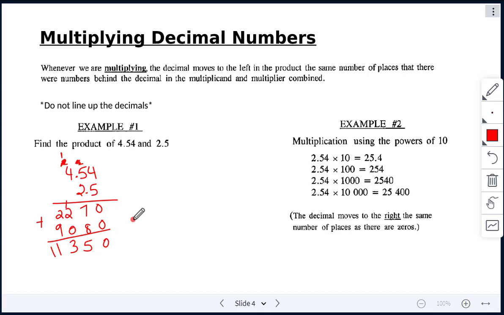Now we have to figure out where we're putting our decimal. So count your decimal places. So here there's 2 decimal places. So I'm just going to put in brackets that there's 2 decimal places there. This one has 1 decimal place. Okay, so 2 and 1 decimal place. That's a total of 3 decimal places. So when we put our decimal here, you're just going to go over 3. So from the very right, 1, 2, 3, our decimal place goes right there. So it's 11.350.